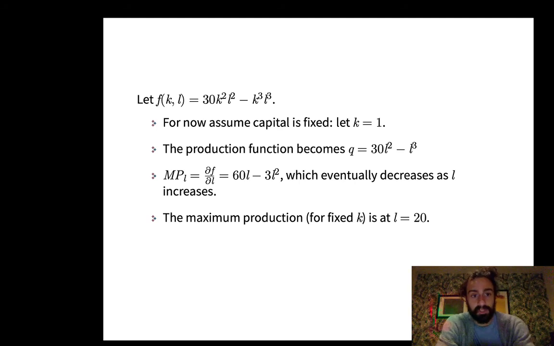That's just a first order condition, right? You're saying I'm trying to make Q as big as I can. That occurs when the marginal productivity goes from being positive to becoming negative, and so that happens when the first derivative of Q with respect to the choice variable, in this case L, is equal to 0, and that's going to happen when L is equal to 20, right? That's just setting this third bullet point equal to 0.